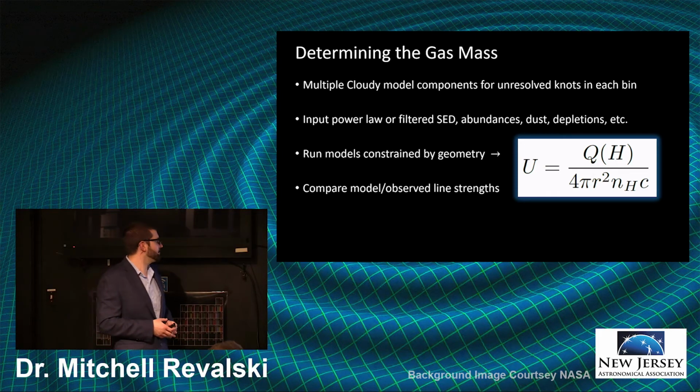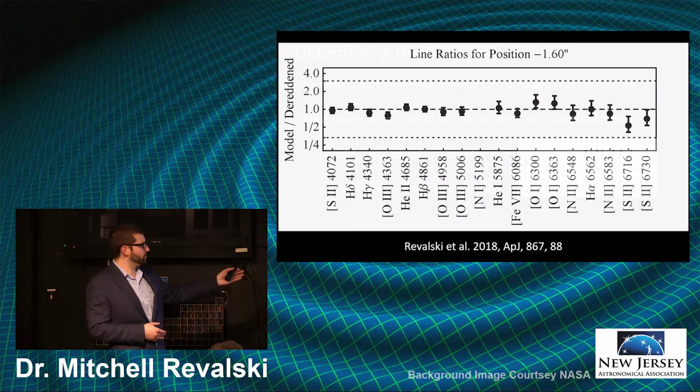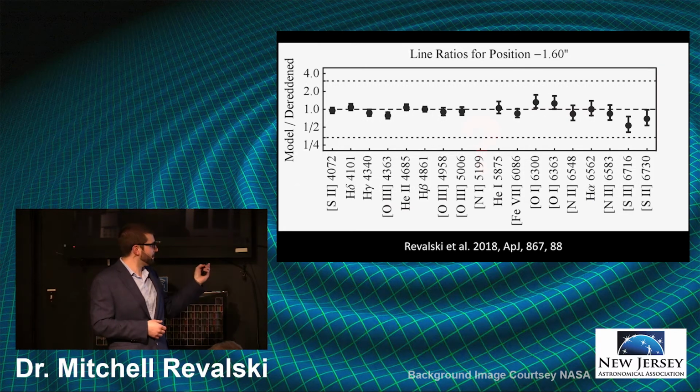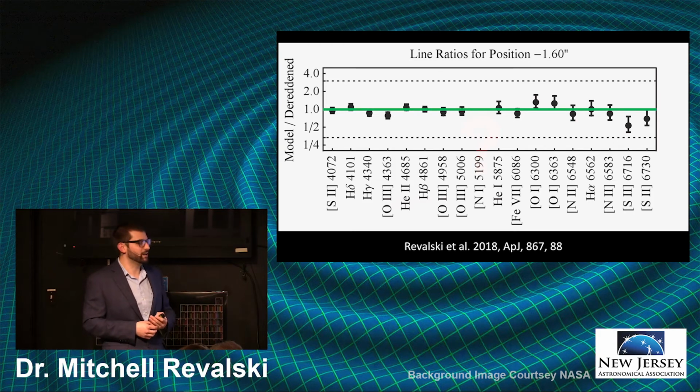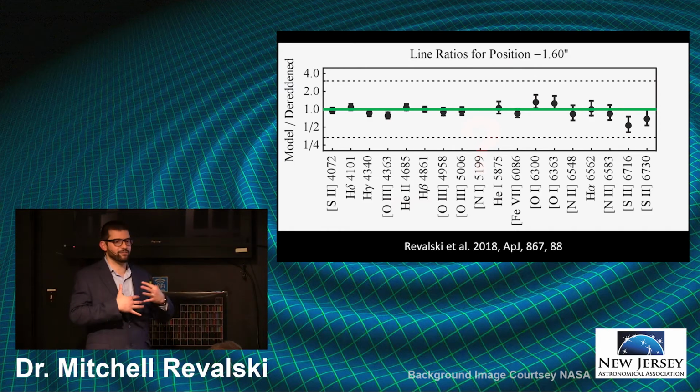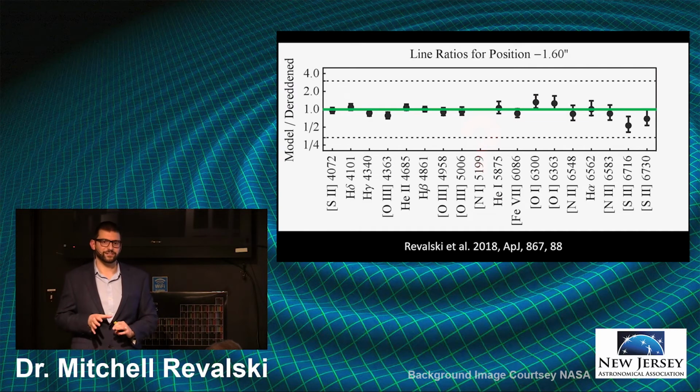So this is an example of that. Basically, what you're looking at here is all those different emission lines in the spectrum, and you're looking at the model over basically the data. If it were to pass straight through this line at 1, that would be a perfect match. And then these blue lines here indicate a factor of 3 agreement, and you can see everything is within that. And of course, all of our fits look exactly this good.